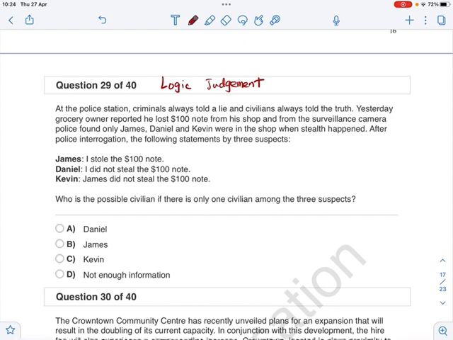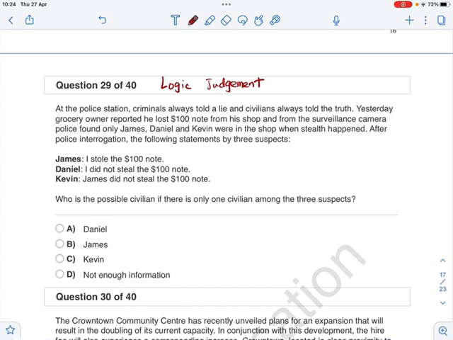Typically, these questions give us only one person telling the truth, and they're asking us finally, can we find enough information to confirm who did this? This is a very typical question. So look at this question. Normally, this type of question is going to give us two different criteria.